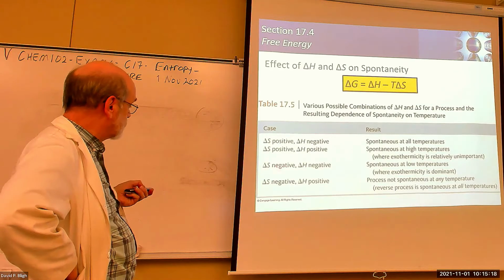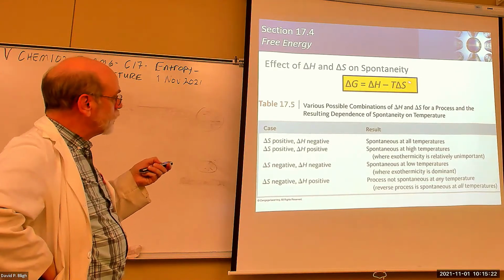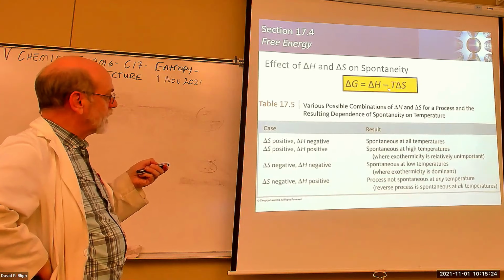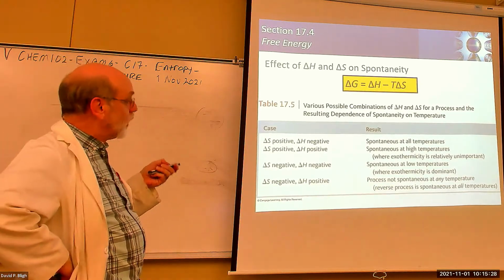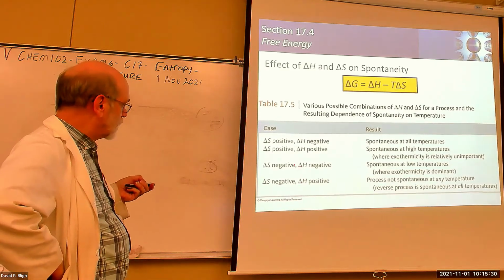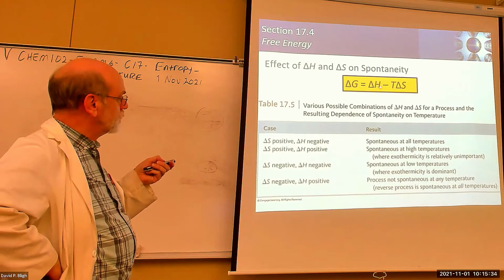And just the opposite here. If delta S is negative, we would want either a small delta S or a very low temperature, or both, when delta H is negative, so that the overall will be negative.